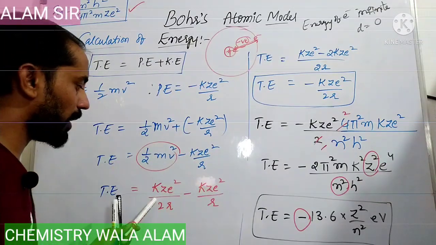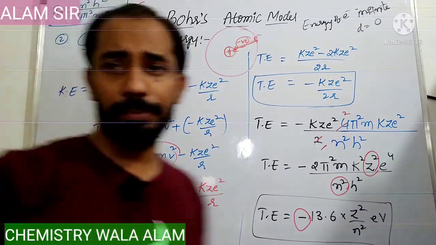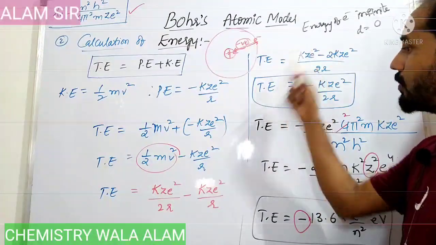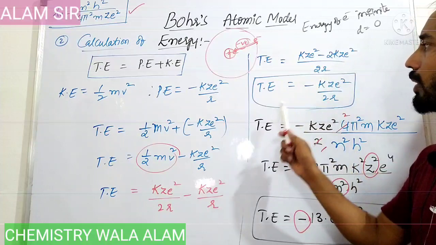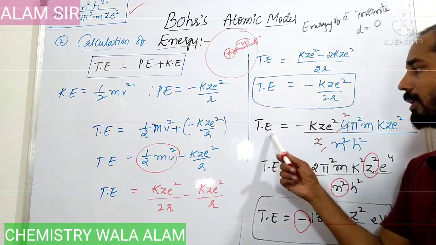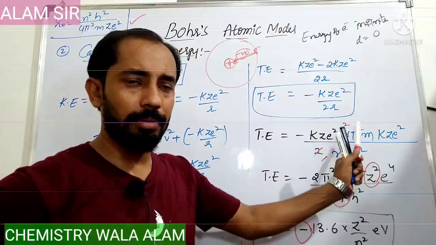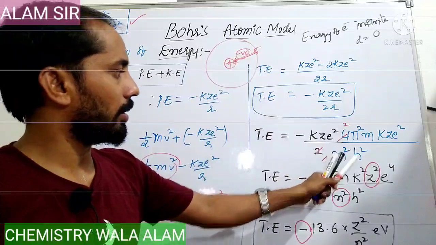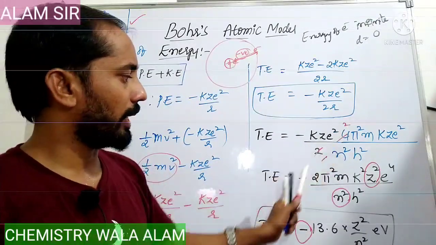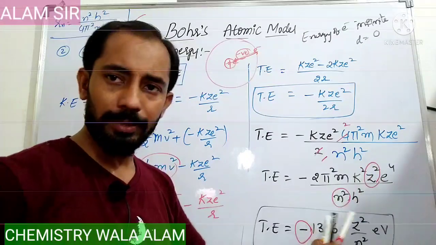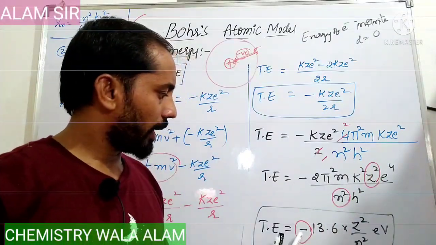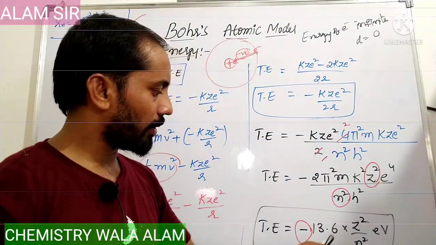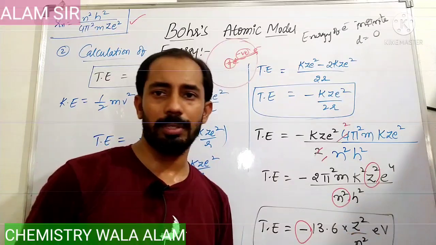Half mv square can be written as kZe square by 2r. Then total energy is kZe square by 2r minus kZe square by r, which gives minus kZe square by 2r. Substituting the value of r, n square h square by 4 pi square m k Z e square, and simplifying, we get minus 2 pi square m k square Z square e power 4 by n square h square. Except for minus 13.6 into Z square by n square, all the remaining values are constant. That is what we get, 13.6 in electron volts.